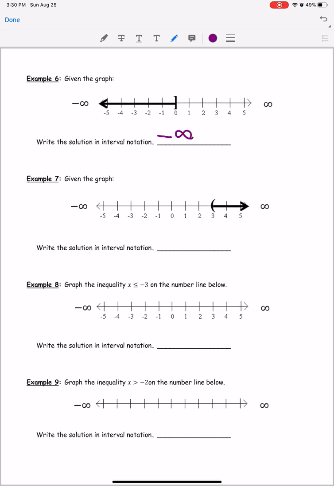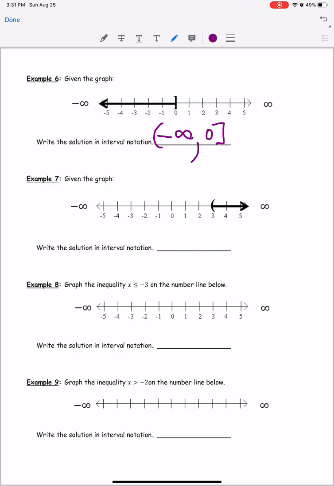Infinity and negative infinity always get parentheses, comma. What number is it going to? It's going right here to 0 because it's not touching 1. And because this 0 has a bracket, so does my 0 right here. So you're making it look exactly the way the graph does.